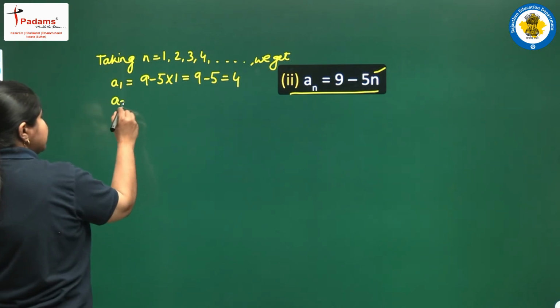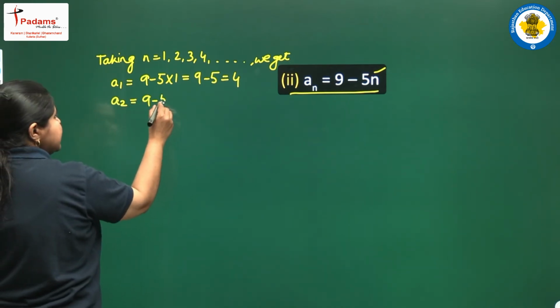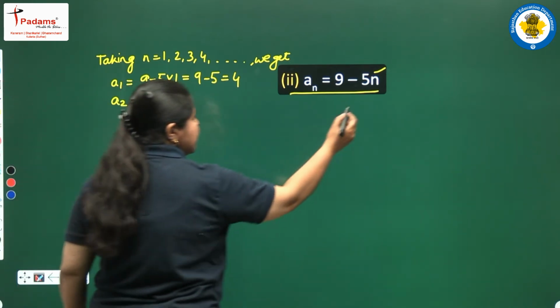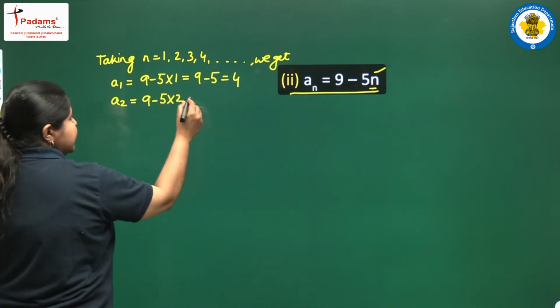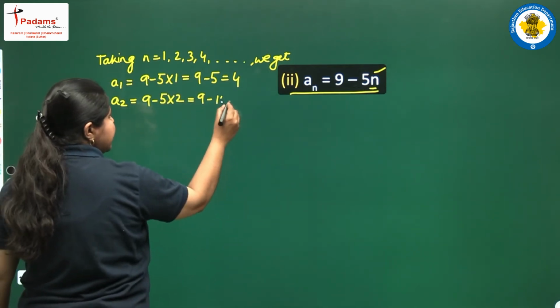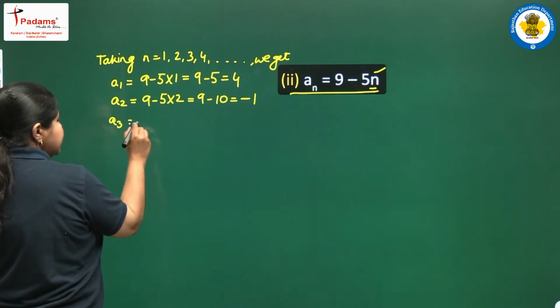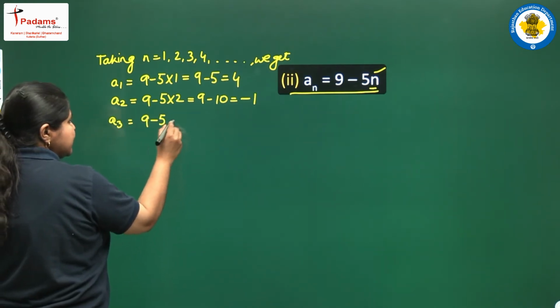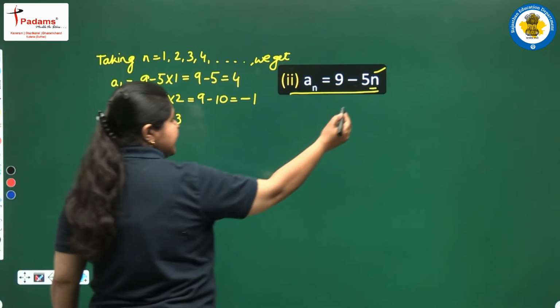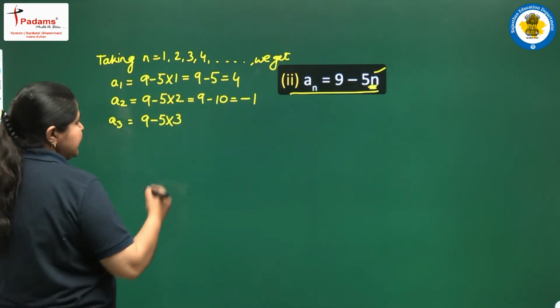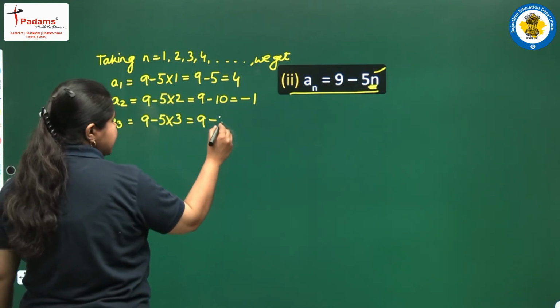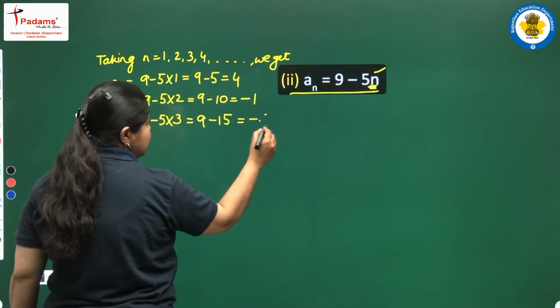Then a2. This will be equal to 9 minus 5 into 2. यहाँ पर अब n की जगह हम 2 रखेंगे. This will be equal to 9 minus 10 equal to minus 1. Then the third term, it will be 9 minus 5 into 3. Third term के लिए n के लिए हम value ले लेंगे 3. This will be 9 minus 15 and this is equal to minus 6.